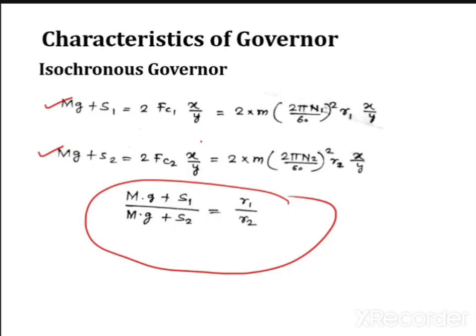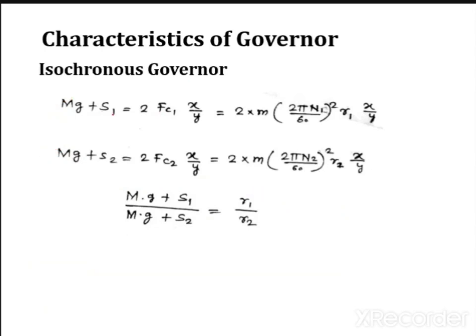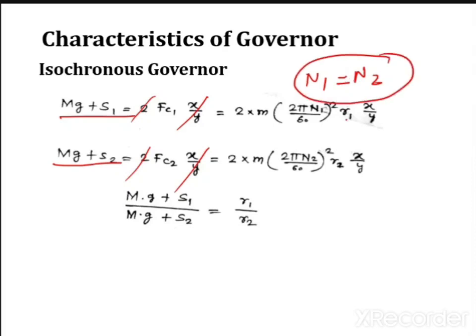So for a Hartnell governor to be isochronous, first of all, what is the condition? You got this equation: mg plus s1 is equal to Fc1 times x upon y. Okay, x upon y got cancelled. Now mg plus s1 upon mg plus s2, this ratio is equal to, now we know that for isochronism, N1 is equal to N2. So this N1 and N2 got cancelled. If N1 and N2 got cancelled, what will be remaining? r1 upon r2.